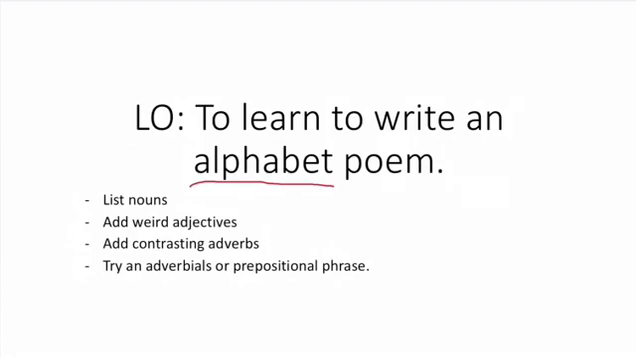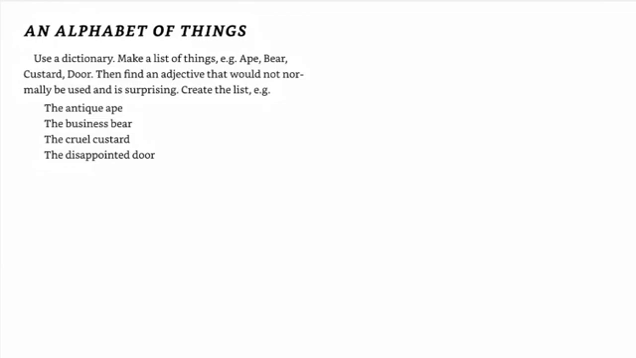So, to do this, we're going to need to list nouns, add some weird adjectives, add some contrasting adverbs, and try adverbial or prepositional phrases. Okay. It's another Pie Corbett idea. So, you start by using a dictionary to list some words. Now, when I first did this, I just put the first words that came into my head. It's actually better, I think, if you find objects that can't do very much, because what we're going to start to do is get them to do things that they shouldn't do, describe them in ways that don't make sense.